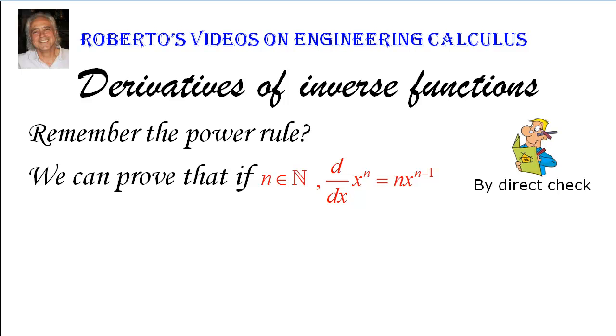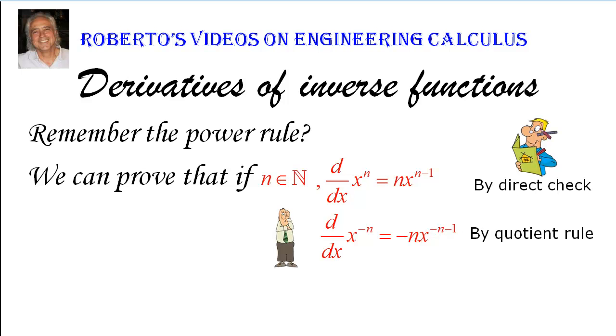With higher power, we may need to use something called the binomial theorem, but again, it's not very difficult to do it. We can also prove that the derivative of x to the minus n follows the power rule, so it ends up being the original exponent times x to the original exponent minus 1. And the way we have done this is by using the quotient rule. You may not remember how we did that. Well, you may want to review that particular video.